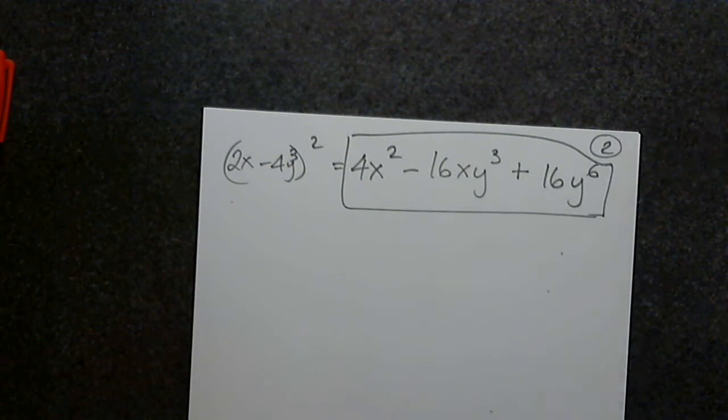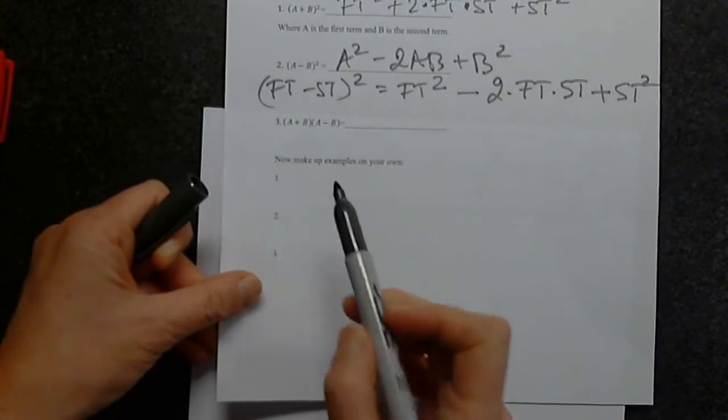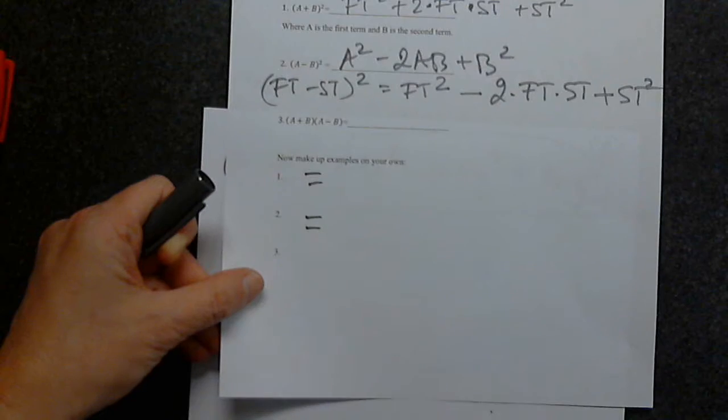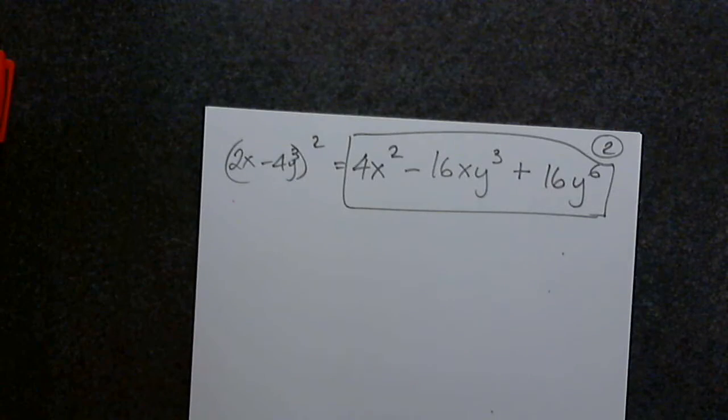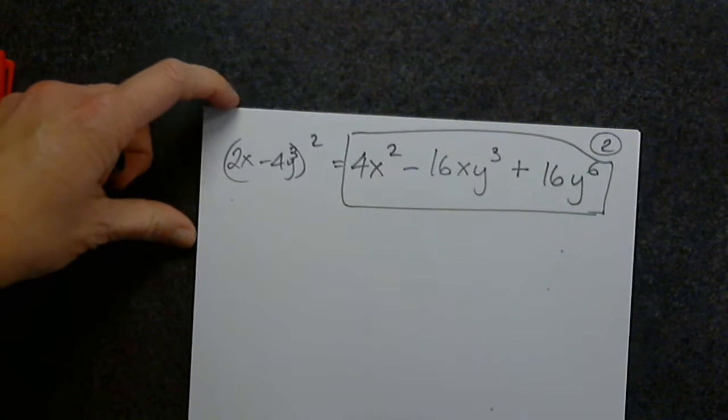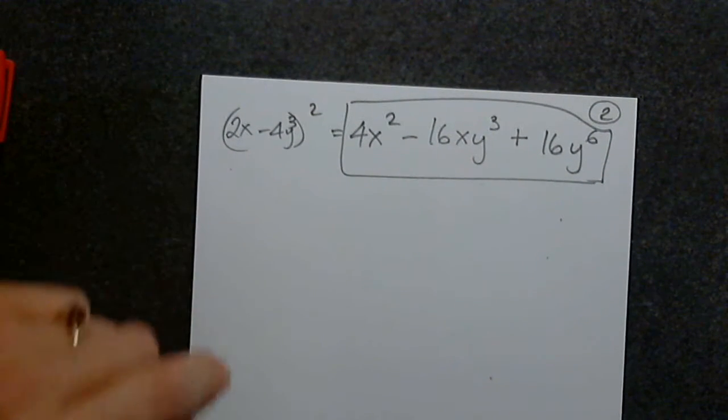What I would do if I were you, and this is my request, I would make up 2 examples here, 2 examples here, and work on them. You can check your answer using FOIL if you want to, but you should definitely practice. Okay, the last one.